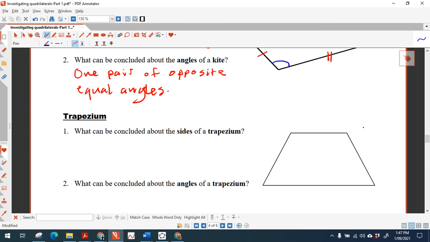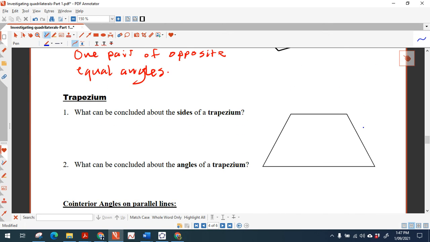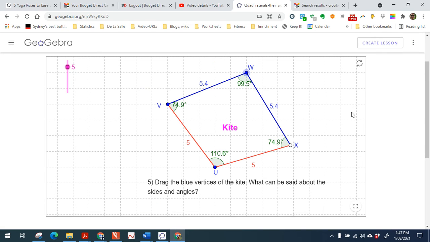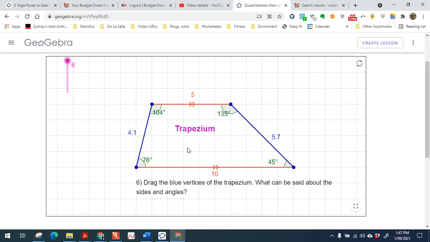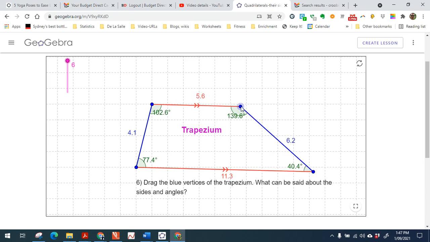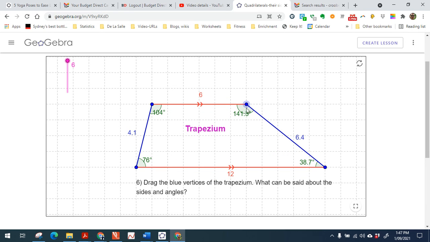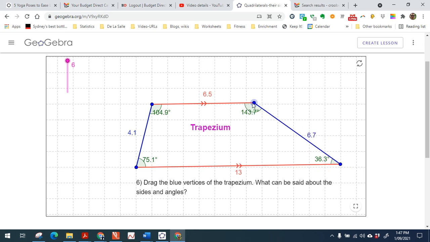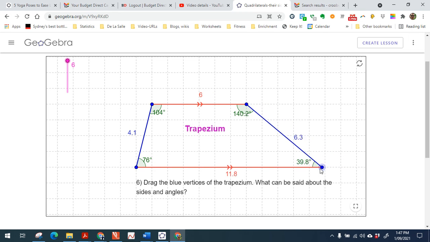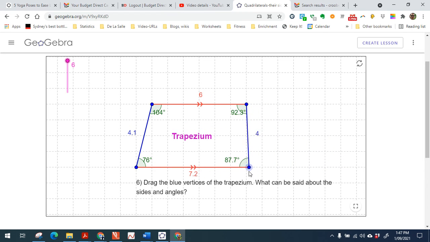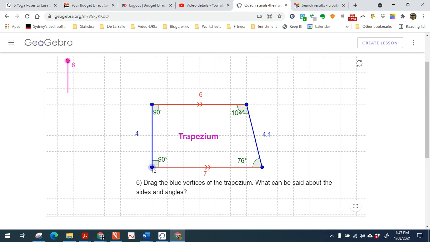All right, last of all, what about the trapezium? Okay, for the trapezium, we've got to go one shape up. There's our trapezium. You can see here we've only got one pair of parallel lines. So no matter what I do there, those two lines will remain parallel. But the interesting thing about the trapezium is I can actually make other quadrilaterals with it. Have a look at this. I can drag this so that I've got four right angles.